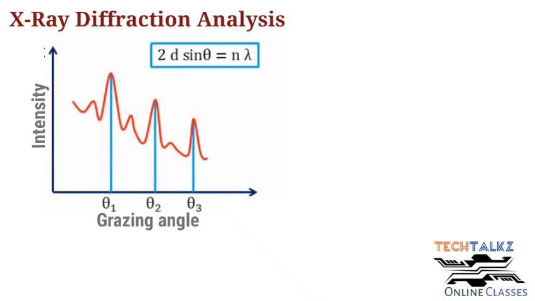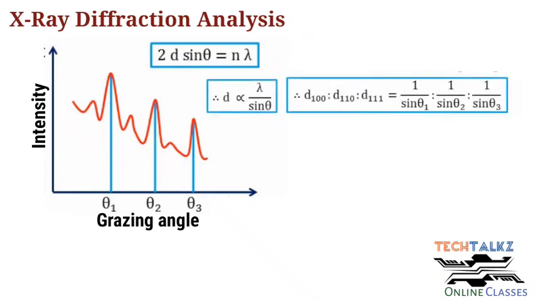Now we can plot a graph between the grazing angle and the intensity of diffracted waves. These are the peaks, that is the maxima, where the intensity will be very high. Here the maxima are at angles theta 1, theta 2 and theta 3. This experiment can be repeated for different planes and different grazing angles. Here we know the Bragg relation, 2d sin theta is equal to n lambda, and if n is equal to 1, that is for the first order, d is proportional to lambda divided by sin theta.